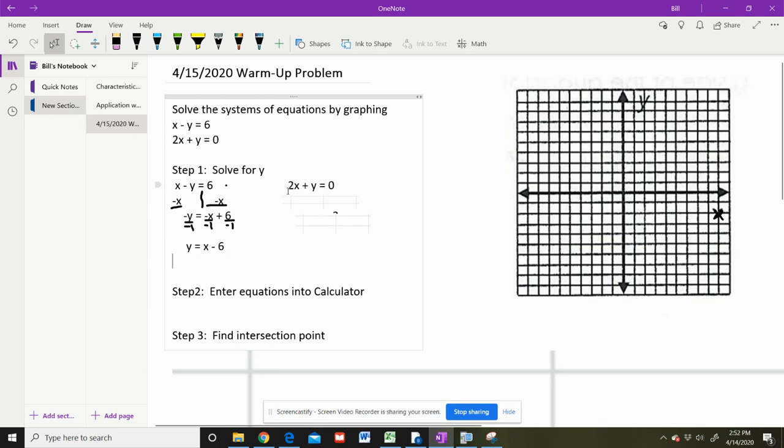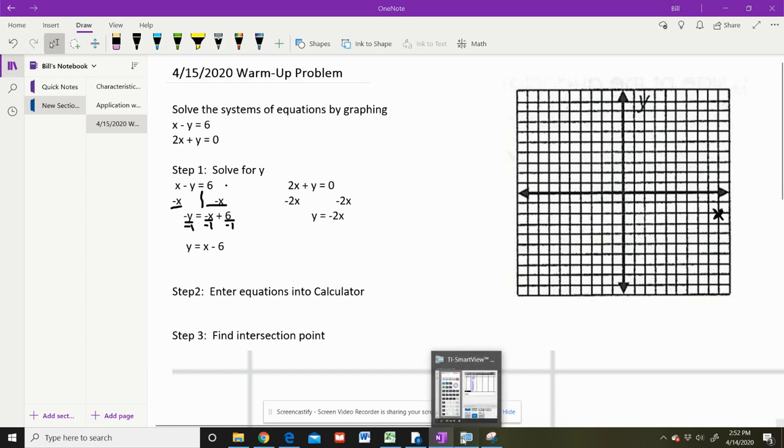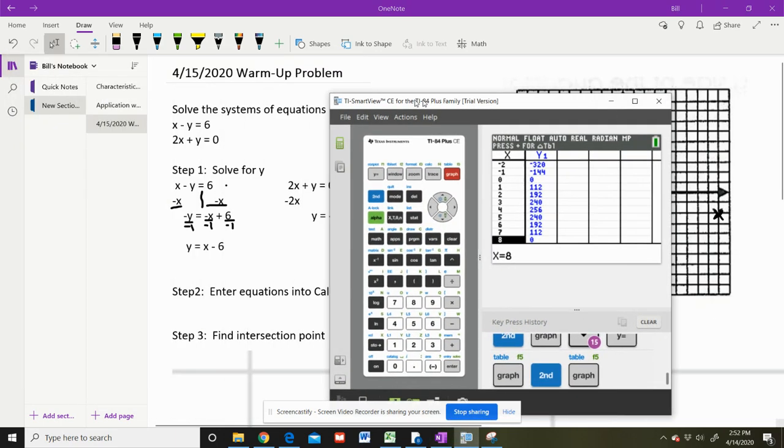For this one, we have to get the 2x to the other side, so we're going to do the opposite. It's a positive 2x, so we're going to subtract 2x from both sides. When we do that, we just get y is equal to negative 2x. All right, so at this point, we can put both these equations into the calculator.